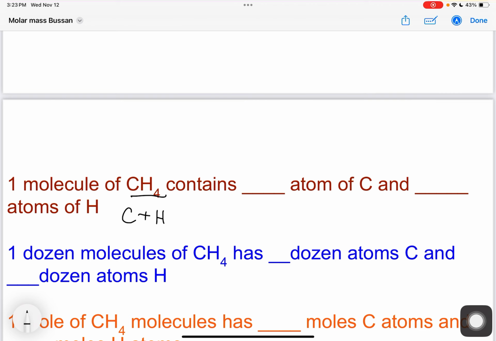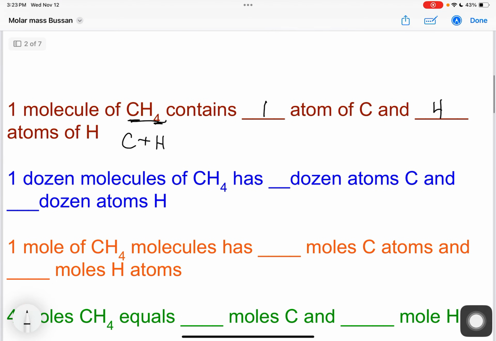Now, when we're looking at this CH4, the first thing we're going to try and figure out is the pieces that make up this puzzle. In one molecule of CH4, there is one atom of carbon, and there are 4 atoms of hydrogen, due to that little 4 in the little corner, as well as this C up here.